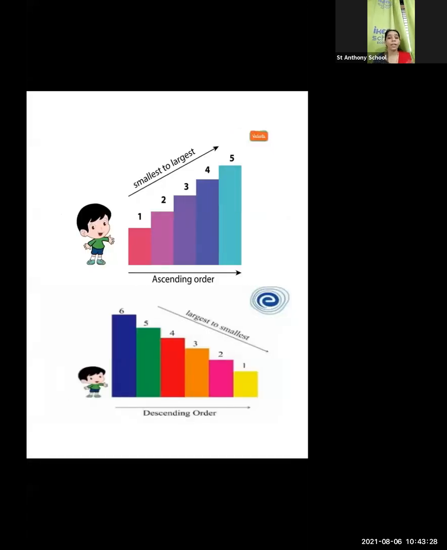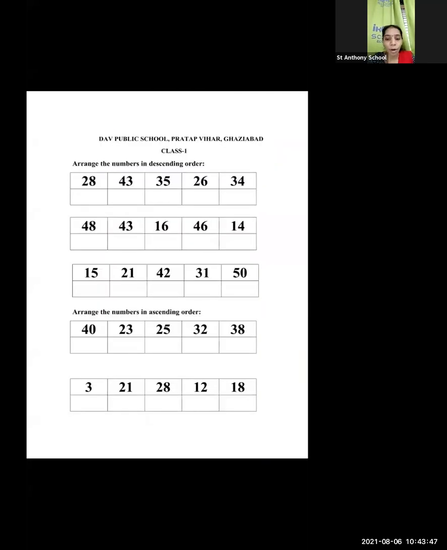Descending order, what does it mean? We have to find the biggest number among the given numbers, सबसे बड़ा number we have to find out. Then we have to reach down towards the small number. It is called descending order. Now I will unmute one of the students, but before that, I'll solve a sum for you.